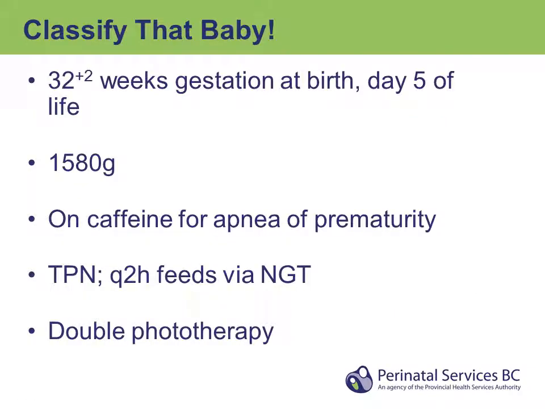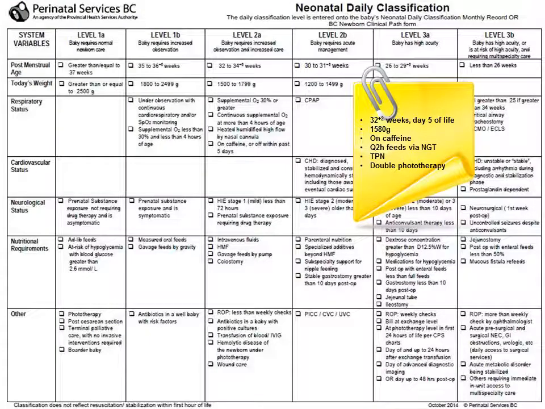Let's consider another example. Assume a baby was born at 32 weeks, 2 days gestation, and is now 5 days old. The baby weighs 1,580 grams, is on caffeine for apnea of prematurity, receiving TPN, and is feeding every 2 hours via nasogastric tube. This baby is under double phototherapy. How would this baby be classified? Let's break it down.